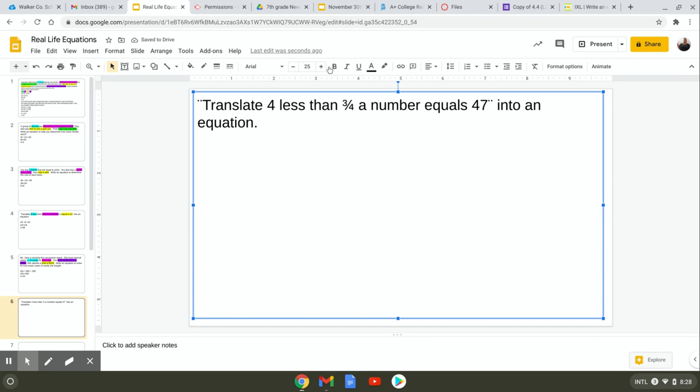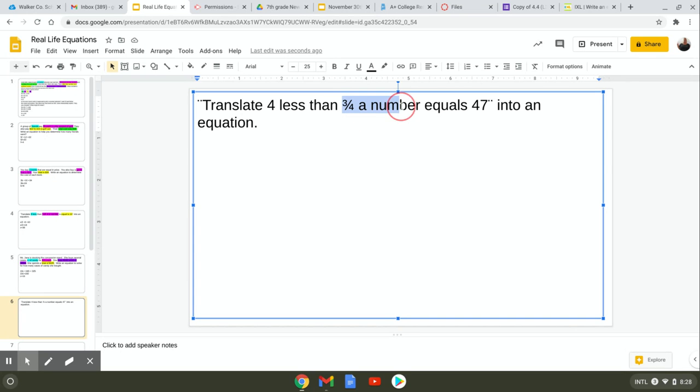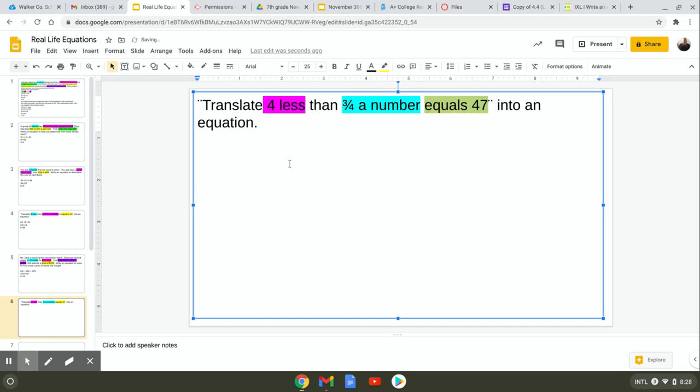Okay, so we need 4 less than 3/4 a number. So we know 3/4 a number is going to be part of our variable. 3/4 of a number. And we know 4 less means to subtract from that. And we see our equals 47. So 3/4 of a number, we would write that like this. 3/4, oops.